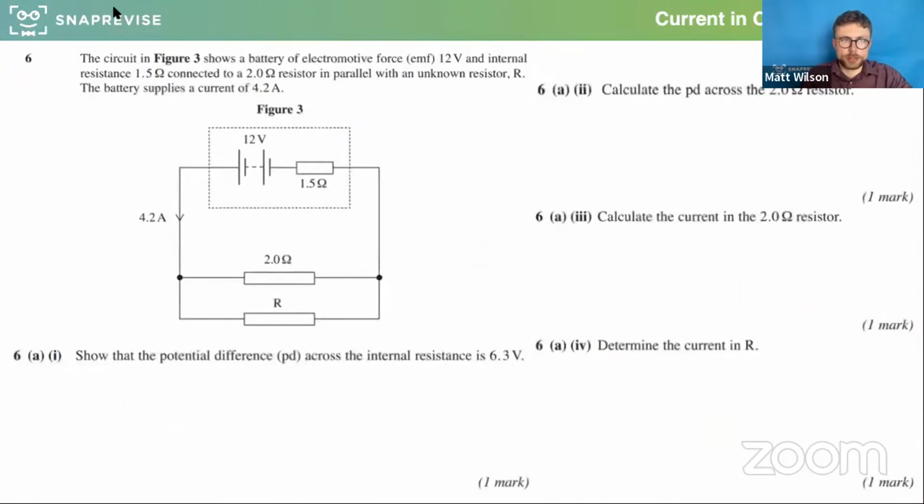And there should be some more questions. Yeah, good. Okay, so we're given another circuit diagram here.